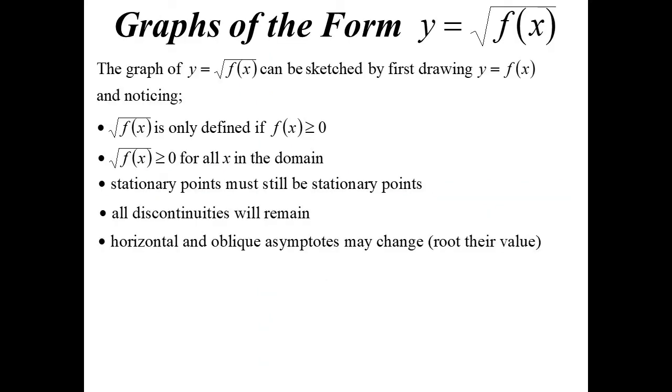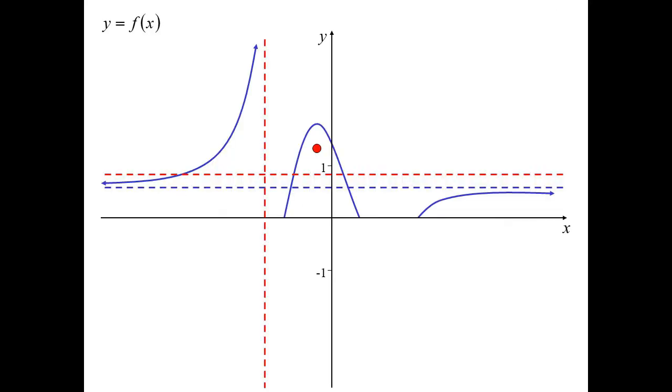Horizontal and oblique asymptotes, well, we'll find the square root of those things, and the vertical asymptote will remain, because if it wasn't in the domain of the original one, it can't be in the domain of the new one. And that horizontal one, well, its value is less than 1. Find the square root of a number less than 1, it's going to get bigger. So it comes up a bit.